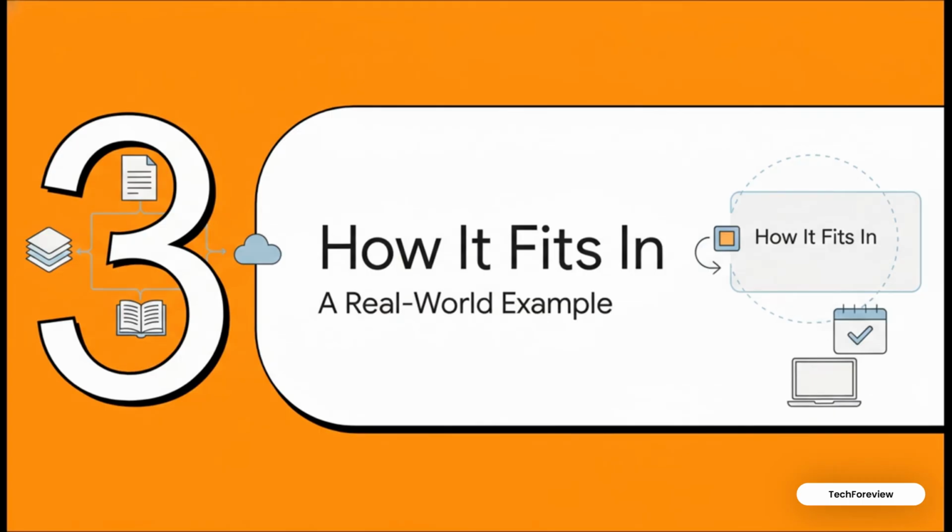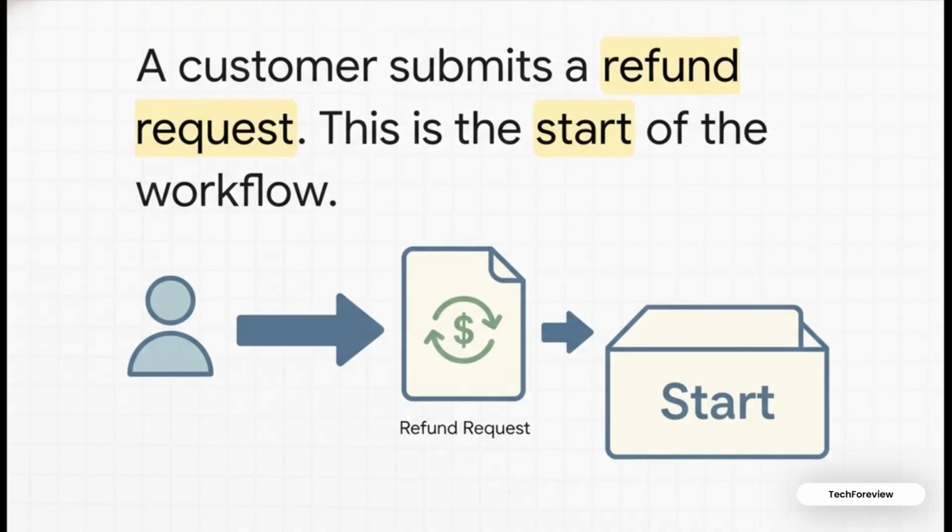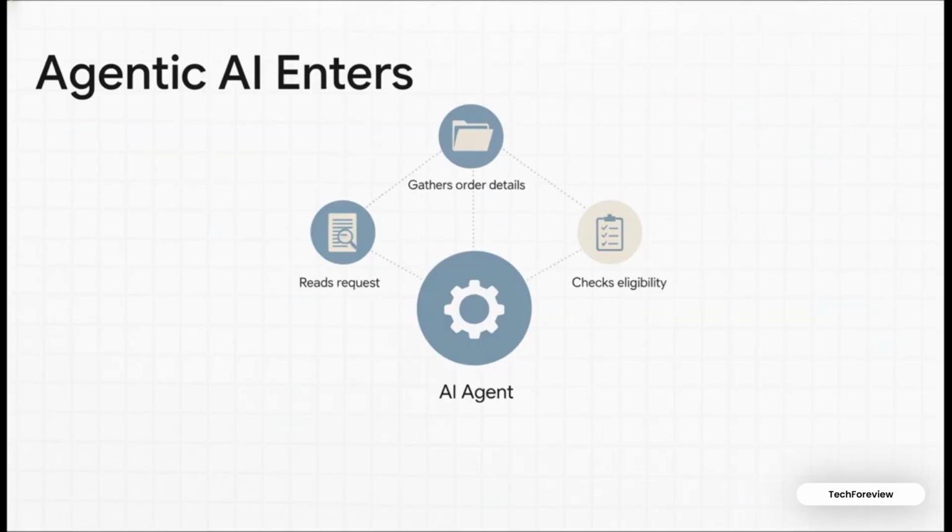Okay, so this whole plugin idea probably makes a lot more sense if we look at a real-world example. Let's do that now. All right, so let's imagine a customer sends in a request for a refund. That request, that's the start of our workflow. As soon as that request comes in, the Agentic AI kicks in. This is where it does its thing. It handles those first predictable steps, reading the request, pulling up the order details, and checking the refund policy.